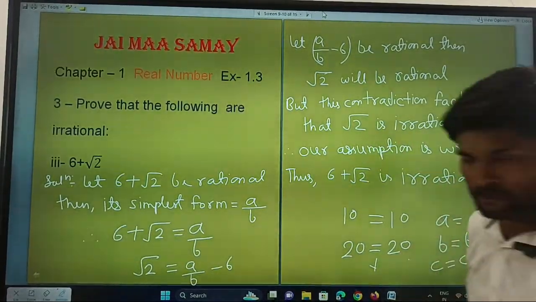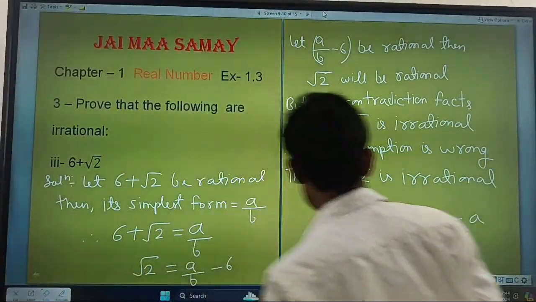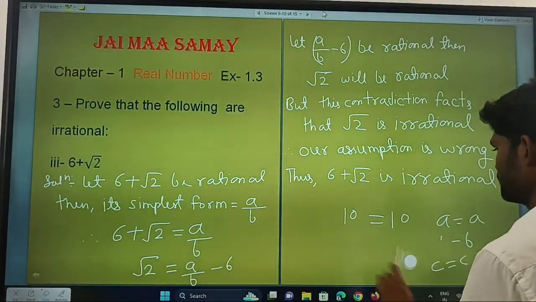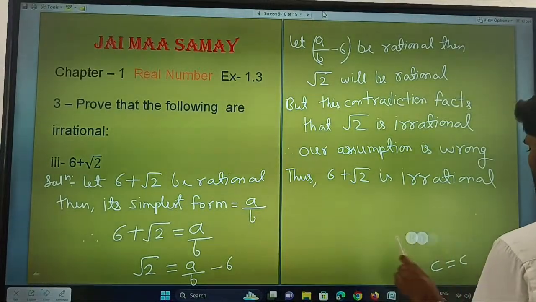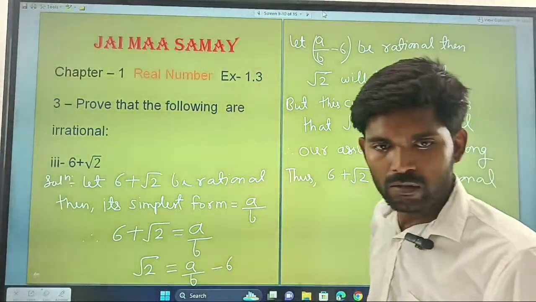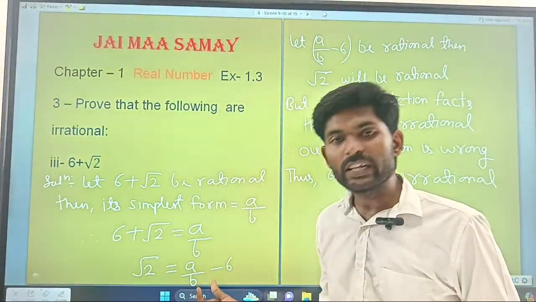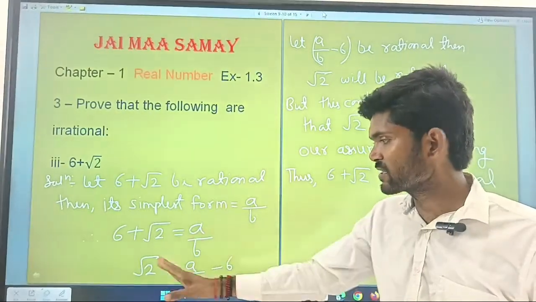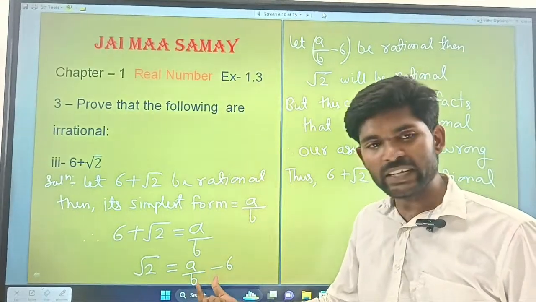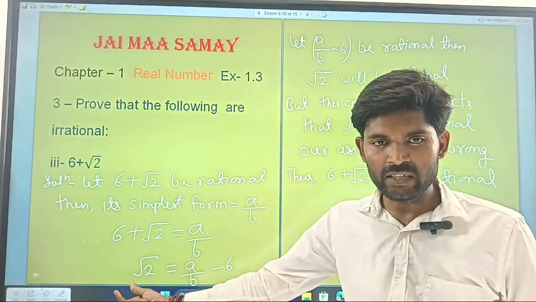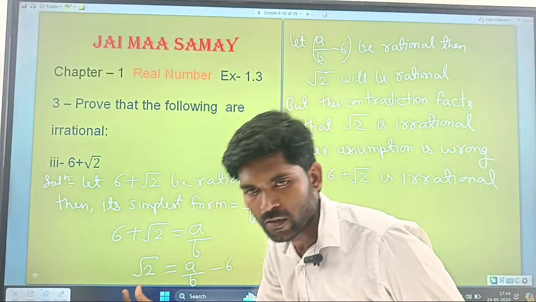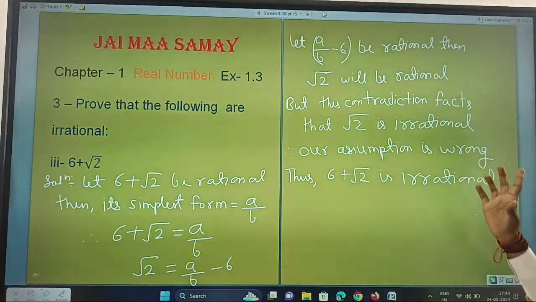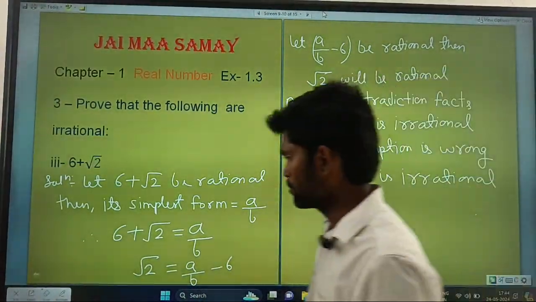Now clear? Now any confusion? From your side you are supposing, not given in the question, whether this is rational or irrational. Let the right side be rational, then the left side is rational, but this is rational. That's why I am writing here that it is wrong. Okay.